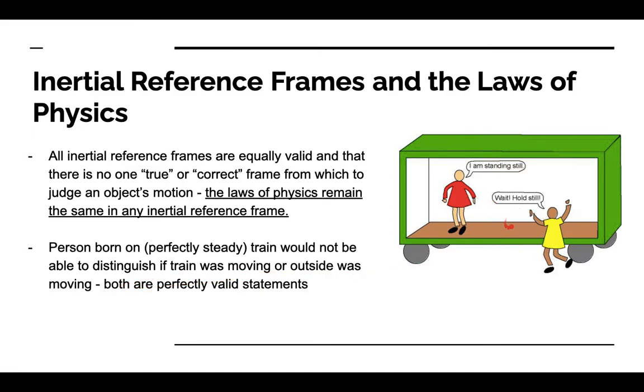So they were born on a windowless train, and then let's say we add a window in here. If the person were to look out, and again this train is perfectly steady, that person would have no way of distinguishing if the train was moving or the outside was moving. Again, both are perfectly valid statements.